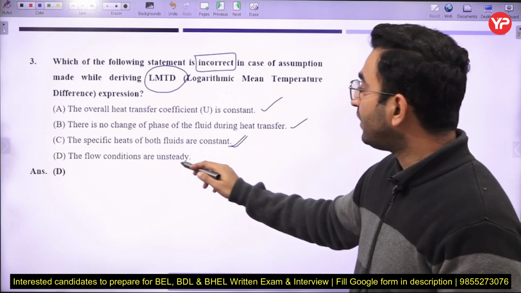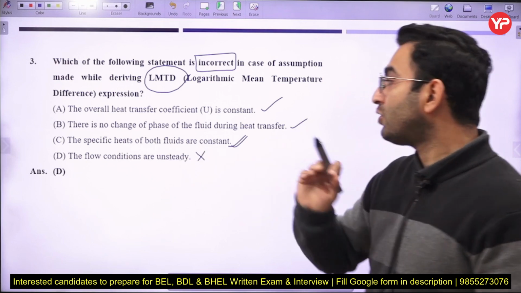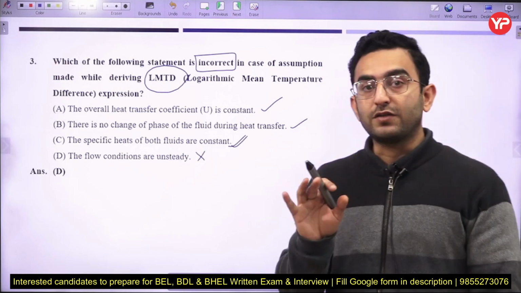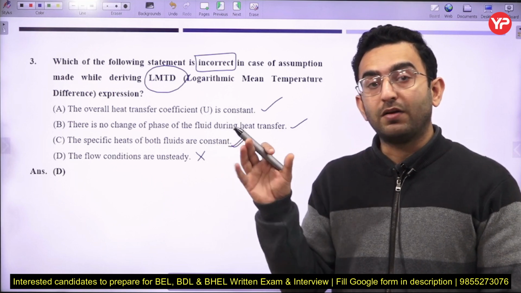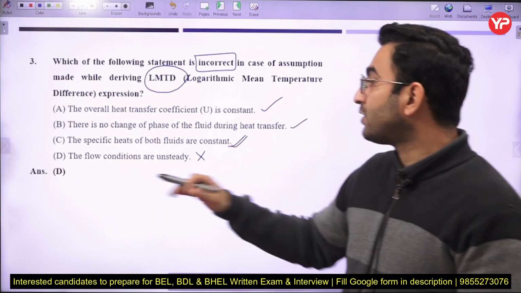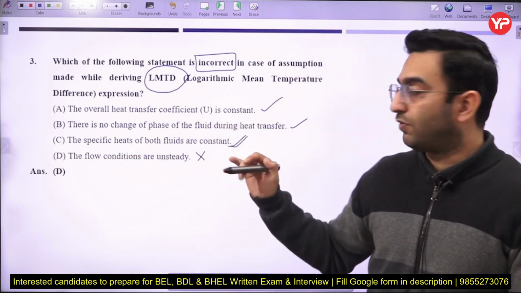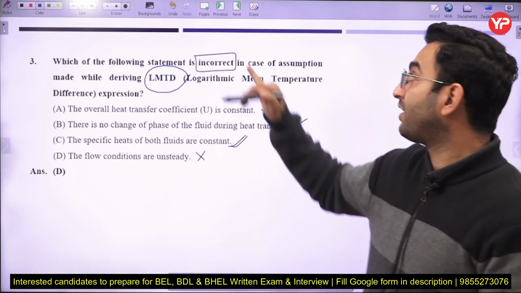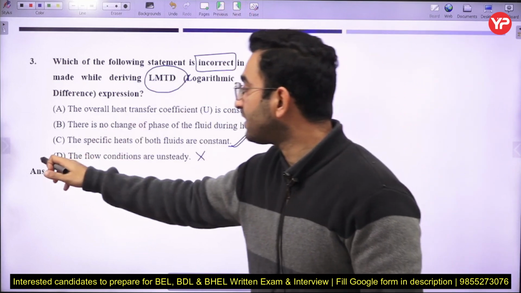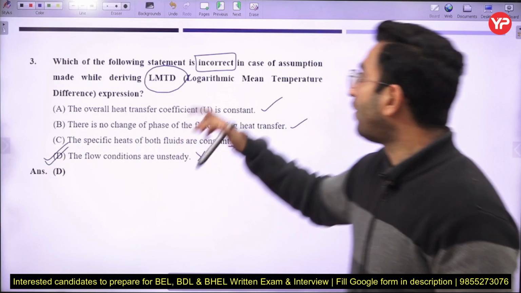Next part, the flow conditions are unsteady. That is incorrect here, because whenever you are studying any device which finds its application in industries, there we always assume that the flow conditions are steady. So option number D is going to be the incorrect statement here, and we can say the answer of this question is option number D.